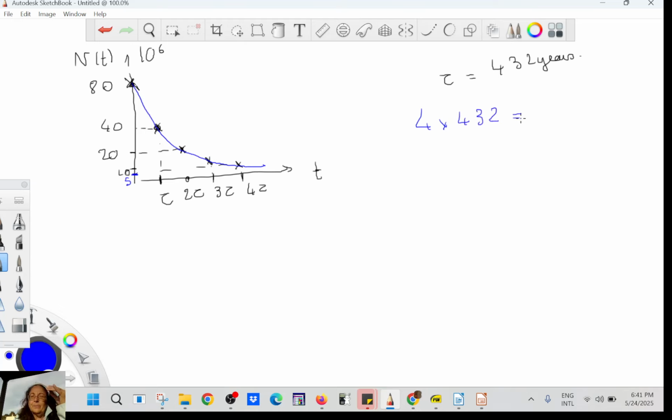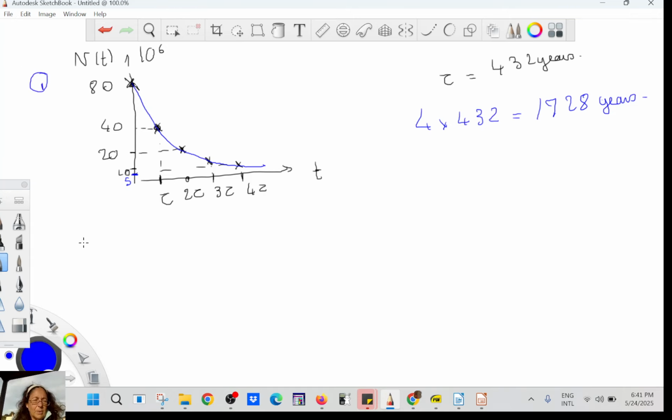if you do the computation, you can do it in your head. You don't need a calculator. It's going to be 1728 years. Okay, so that's the first way to do it.